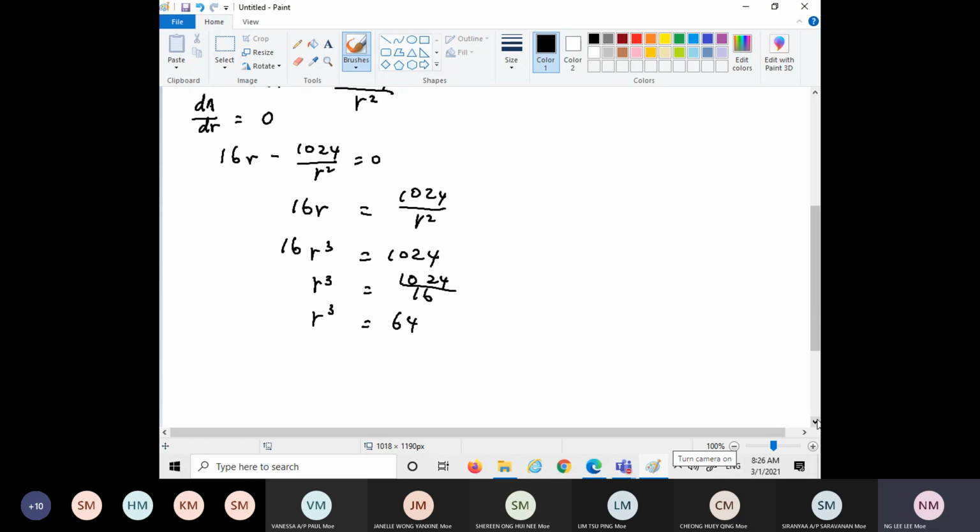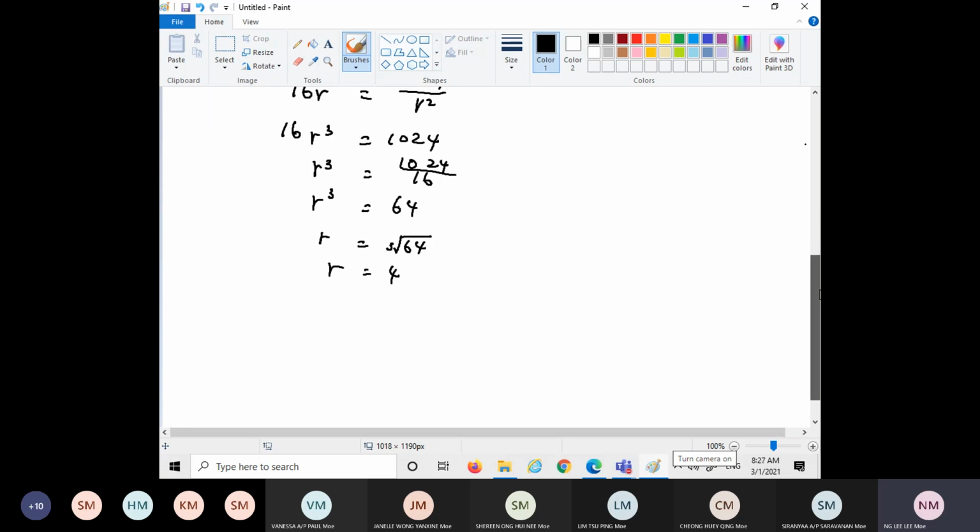Now what is the R? Can R have two values or not? Cannot. This one cannot be negative. If this one is negative, power 3 here will be negative, but this is positive. So R is only one value. You find the cube root of the 64. So the answer for R is 4, only one value. Then same thing, I need to test whether this is correct, is this minimum.